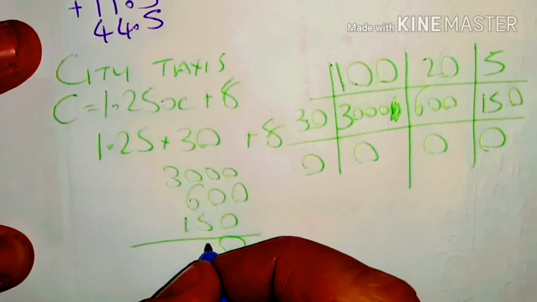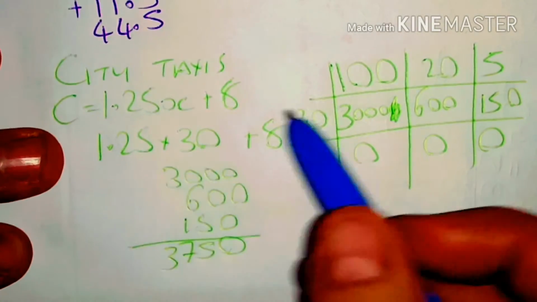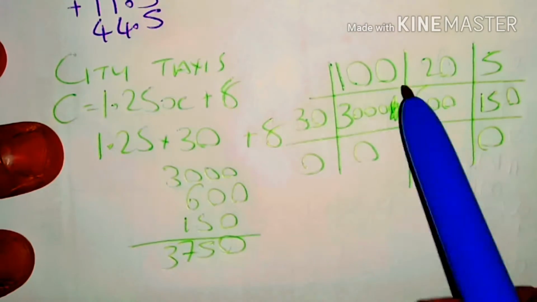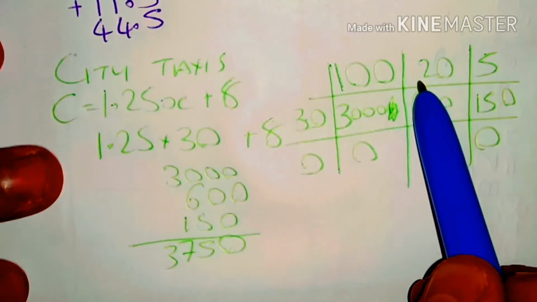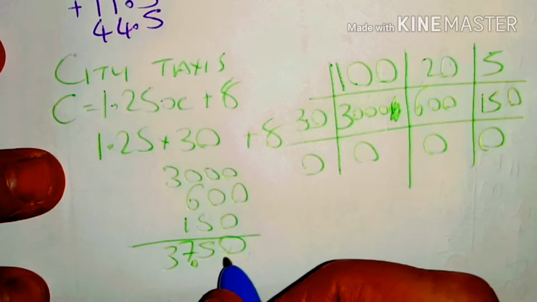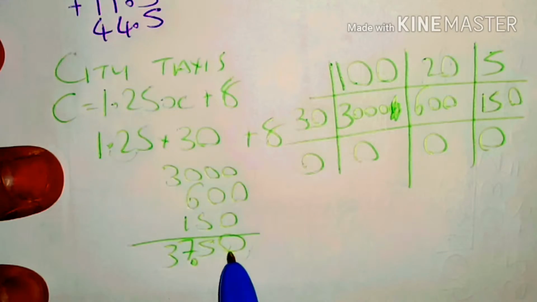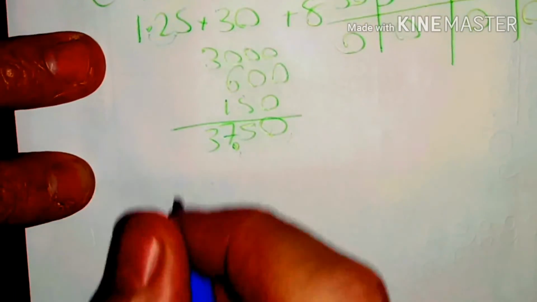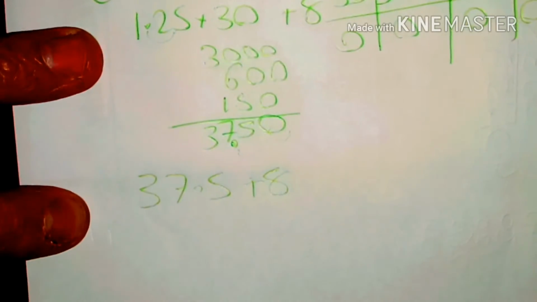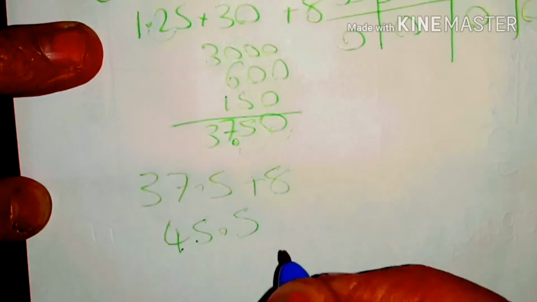So it's 3,750. But again, this is a 1.25. I've treated it as 125, so I've times this by 100 to get to this one. So I'm going to have to divide it by 100 to make it 37.5. The other way you can think about it again is I've got 1 decimal place, 2 decimal places, so my answer needs 2 decimal places. So it's got to be 37.5 plus 8, which happens to be 45.5.